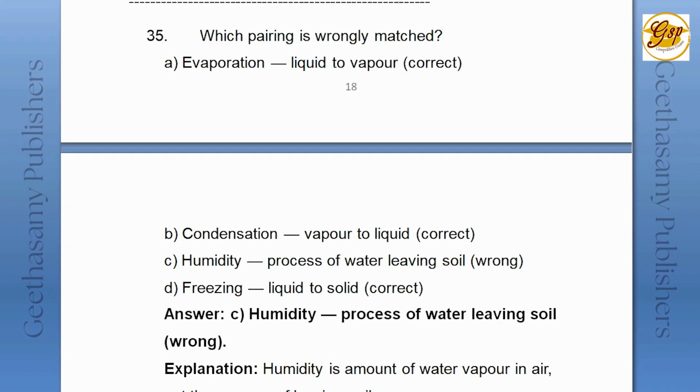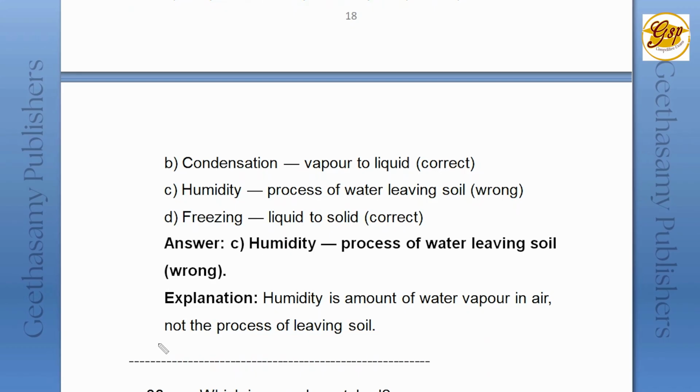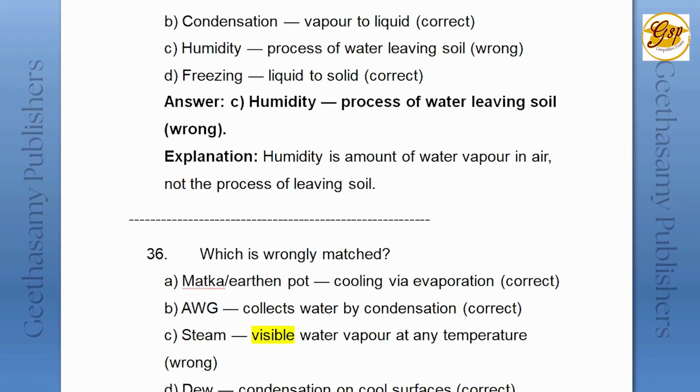And 35th question. Which of the following pairs is wrongly matched? Evaporation, liquid to vapor, correct. Condensation, vapor to liquid, correct. Humidity, process of water leaving soil, wrong. Freezing, liquid to solid, wrong. So the pair that is wrongly matched is humidity, the process of water leaving soil. Explanation: humidity is the amount of water vapor in the air, not the process of water leaving the soil.